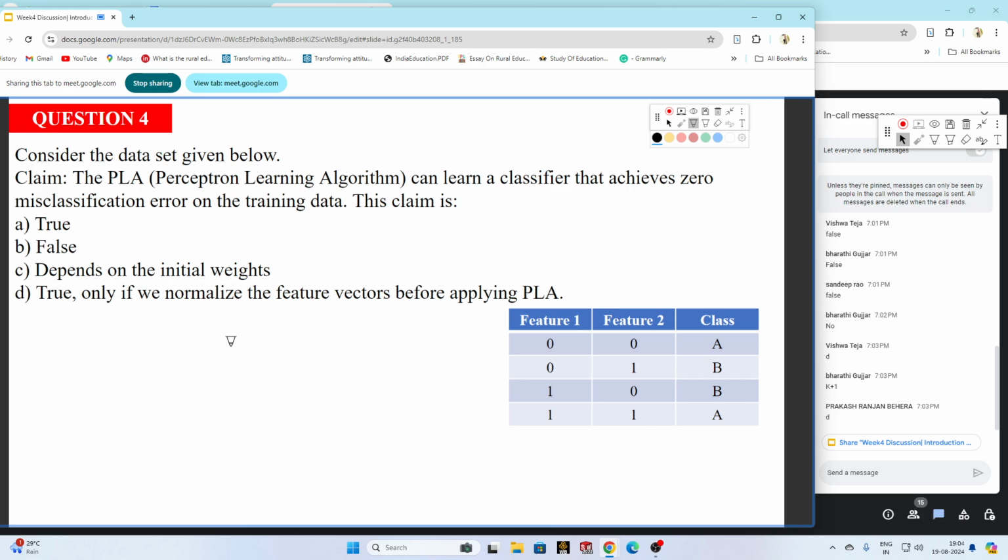Okay, so let me move to the next question. Consider the data set given below. Claim: the PLA or Perceptron learning algorithm can learn a classifier that achieves zero misclassification error on the training data. This claim is A true, B false, C depends on initial weights, D true only if we normalize the feature vector before applying PLA. So, any guesses for this? Okay, someone is telling true.